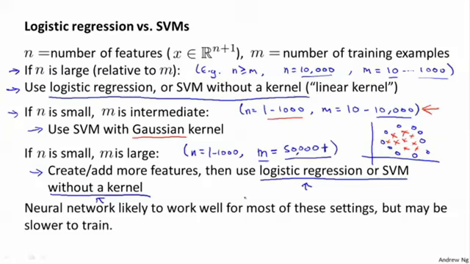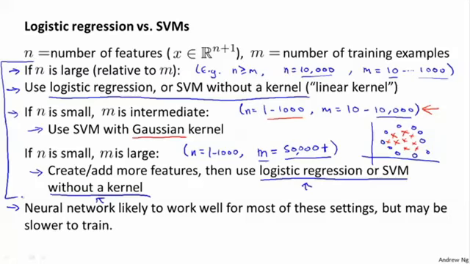And finally, where do neural networks fit in? Well, for all of these different regimes, a well-designed neural network is likely to work well as well. The one disadvantage, and one reason I might not sometimes use a neural network, is that for some of these problems, the neural network might be slower to train. But if you have a very good SVM implementation package, that could run quite a bit faster than your neural network. And although we didn't show this earlier, it turns out that the optimization problem that the SVM has is a convex optimization problem.